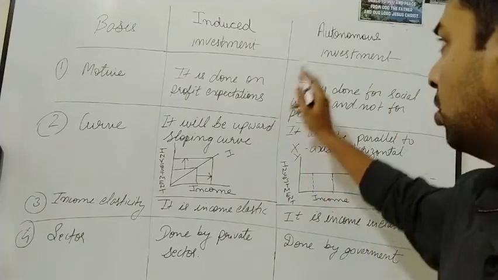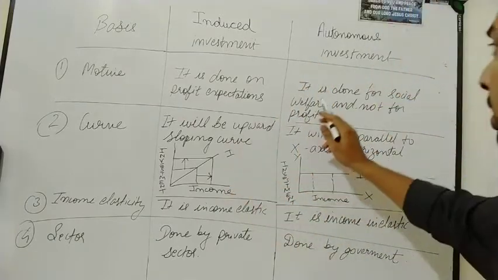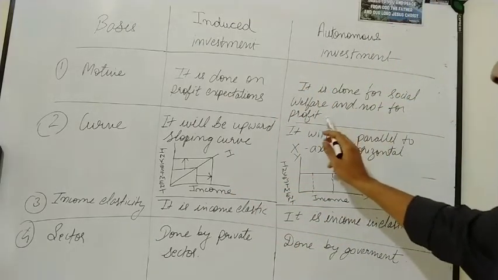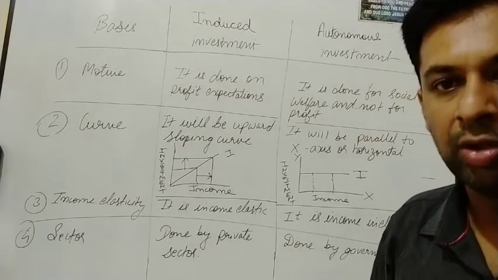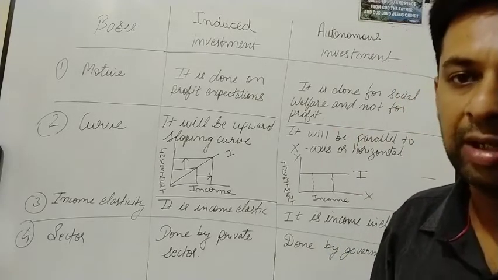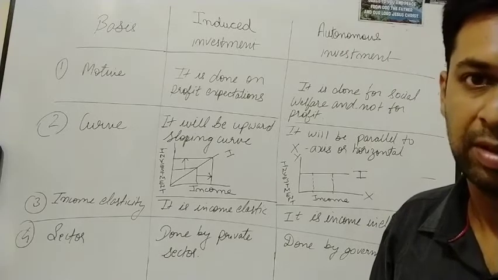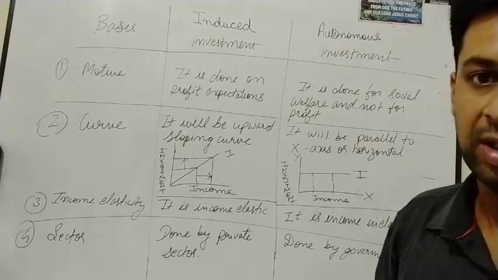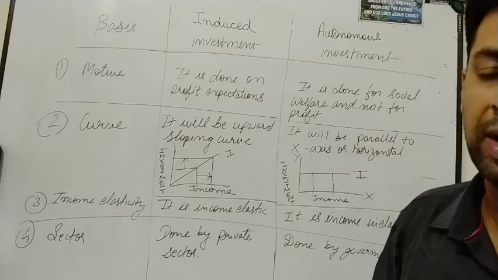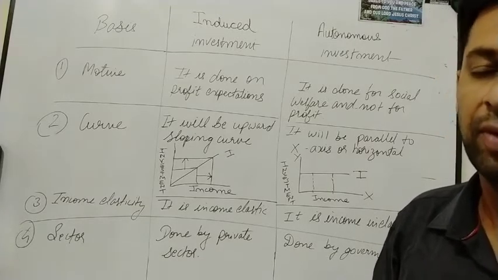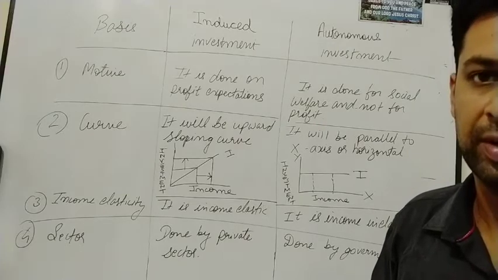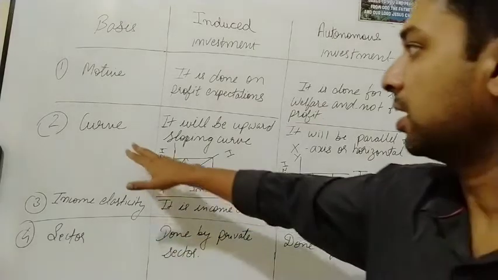Now autonomous investment is done for social welfare and not for profit. This type of investment is also important in your country because there are some poor people also, and for that the government does the investment. So government expenditures are taken as investment here, and these are not done for the profit motive, they are done basically for welfare purpose, social welfare.